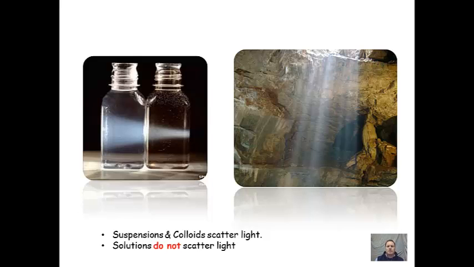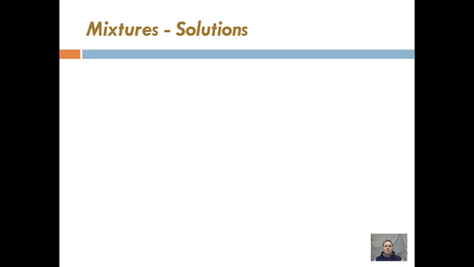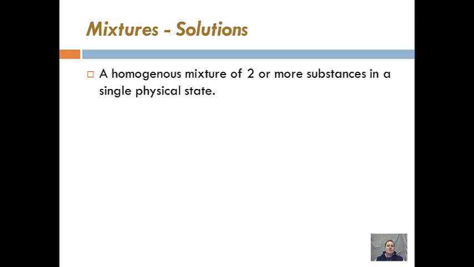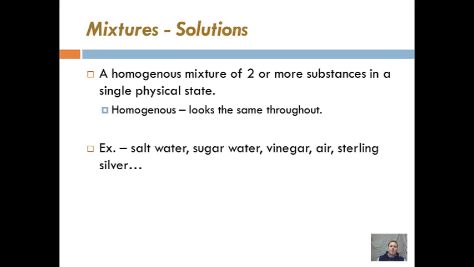Okay, so let's go ahead and actually talk about solutions here. So a solution, we can define it as a homogeneous mixture of two or more substances in a single physical state. And by homogeneous, kind of the opposite of heterogeneous, homogeneous means it looks the same throughout. It's a constant. It's not like we can see the different parts as in a suspension. So it looks the same throughout.